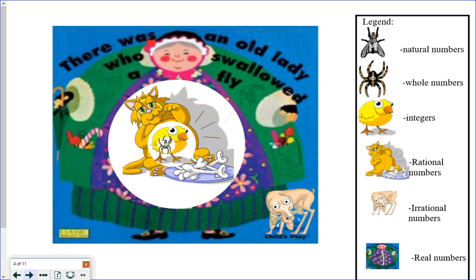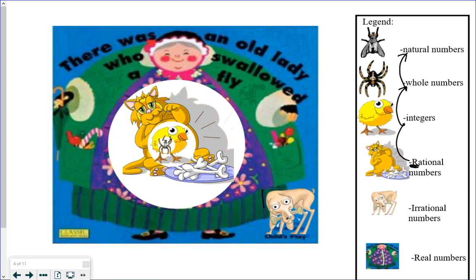The natural numbers are the fly. The whole numbers are a little bit bigger than the naturals. So the spider swallows the fly. Now the chicken swallows the spider, which has swallowed the fly. So the chicken's your integers. Now the cat ate the chicken, which ate the spider, which ate the fly. So within the rationals, you have integers, you have wholes, you have naturals.